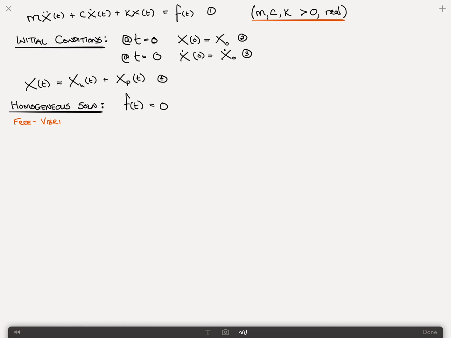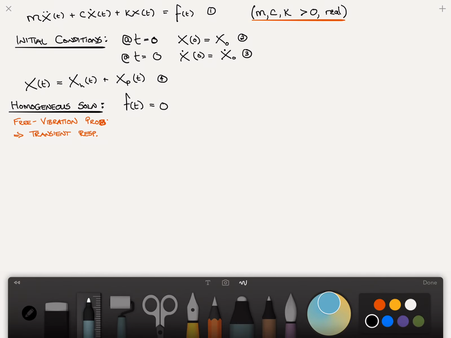And the solution to the free vibration problem gives what's known as the transient response of the system. Let's write that down too. Transient response. What it's telling us, the transient response or the free vibration problem, is what does the system want to do in the absence of any external forces? What is the nature of the system? So let's have a look at how we solve that first.